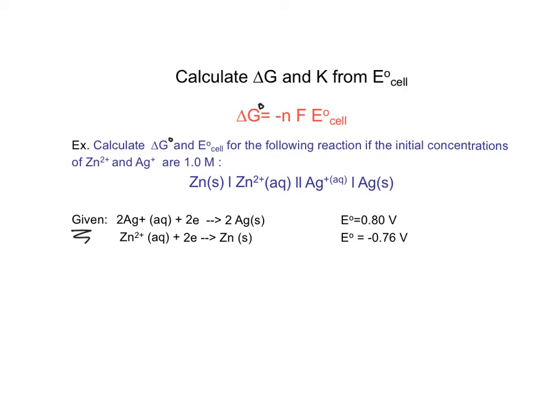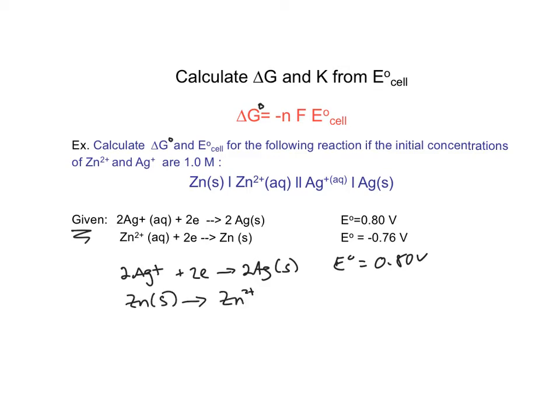Alright, so then you could rewrite this as 2 silver plus, let me leave off the phases here, plus 2 electrons forms 2 silver solid, and that's going to be E0 equal to 0.80, and then flip the second one, so this is going to be zinc solid forming zinc 2 plus aqueous plus 2 electrons. So you're going to take the negative of what's in the table, and then you're going to add them together to get 1.56 volts.